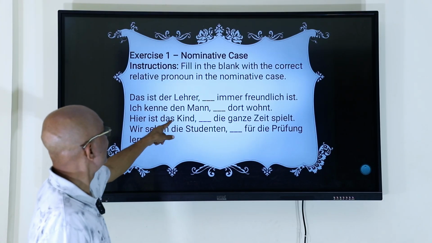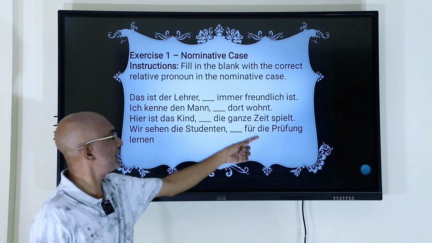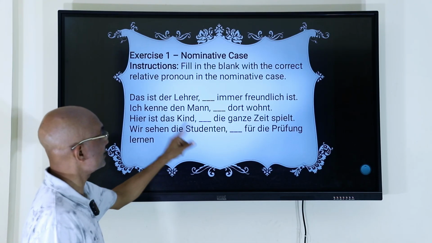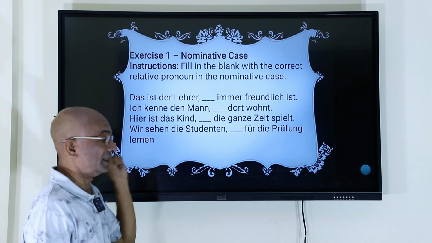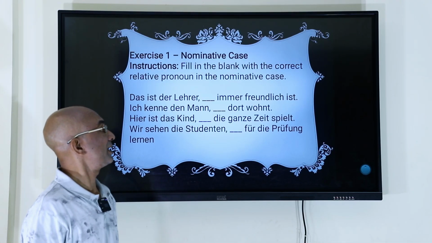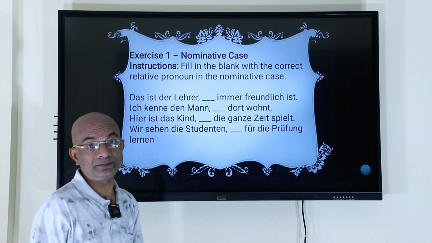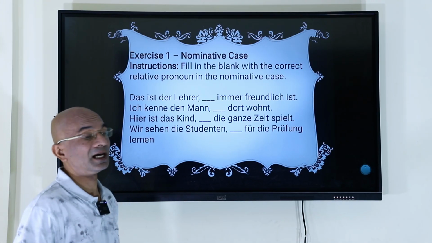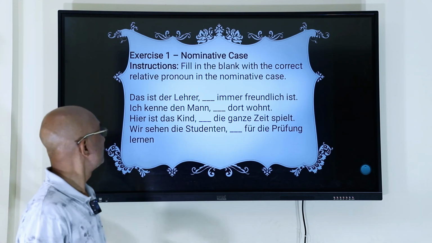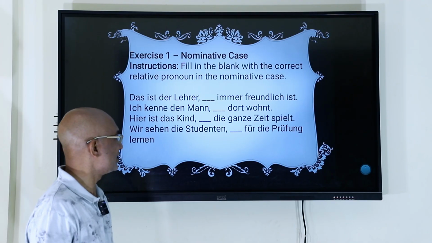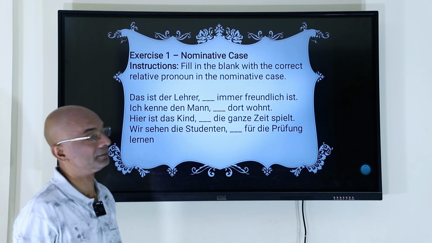Okay, here is das Kind. Fill in the blanks: die ganze Zeit spielt. Das ist das Kind. So what will be added here? Das ist das Kind, das die ganze Zeit spielt. Wir sagen, die Studenten, blank, für die Prüfung lernen. What will come here? Wir sagen, die Studenten, die für die Prüfung lernen.